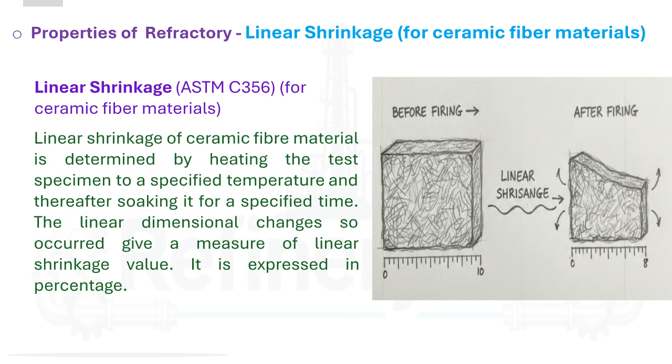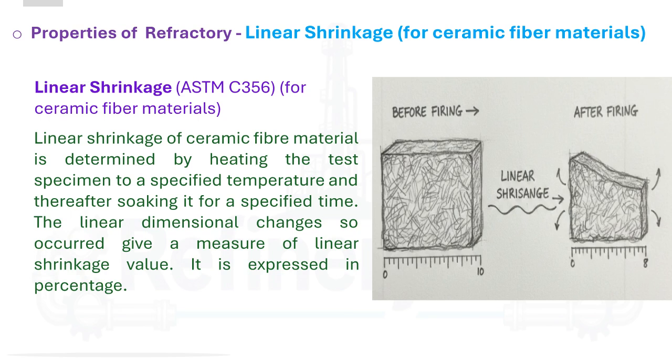So what exactly is being measured? Linear shrinkage records the permanent dimensional change that occurs in fiber materials when they are exposed to extended high-temperature conditions. Why the emphasis on fiber materials? Because fibers behave differently than dense bricks. They are more prone to microsintering and phase changes, and these processes can cause the fibers to shrink over time.